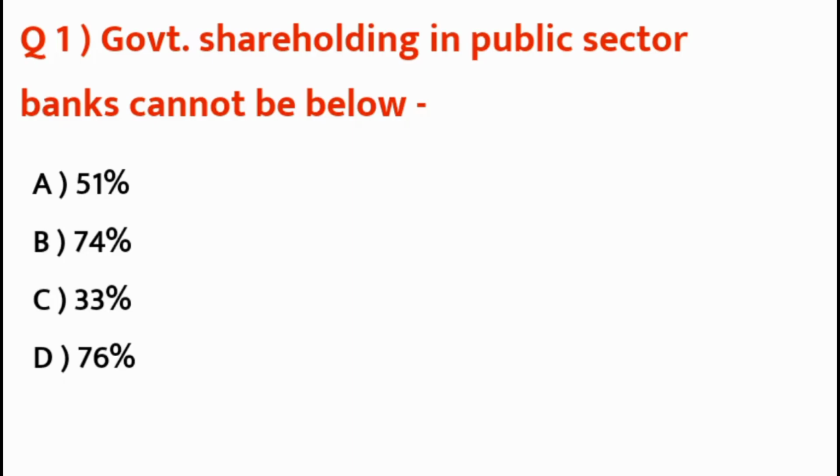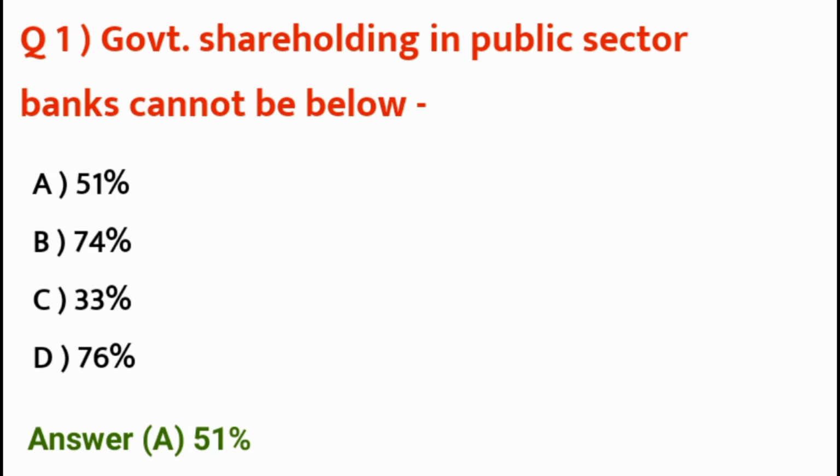Question number 1. Government shareholding in public sector banks cannot be below: 51%, 74%, 33%, 76%. The correct option is option A, 51%. So government shareholding in public sector banks cannot be below 51%.